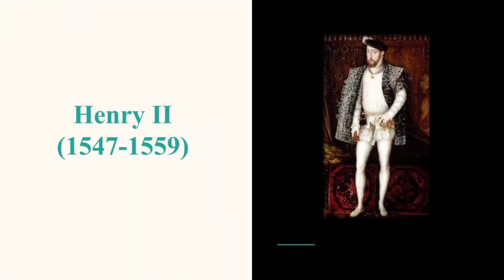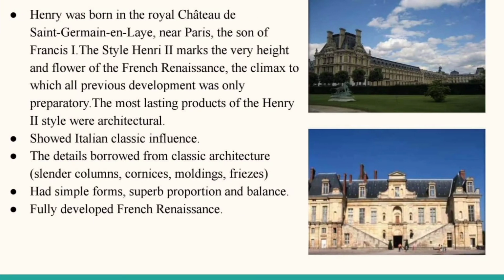Henry II style, 1547 to 1559. Henry was born in the Royal Chateau de Saint-Germain-en-Laye near Paris, the son of Francis I. The style Henry II marks the very height and the flower of the French Renaissance, the climax to which all the previous development was only preparatory.